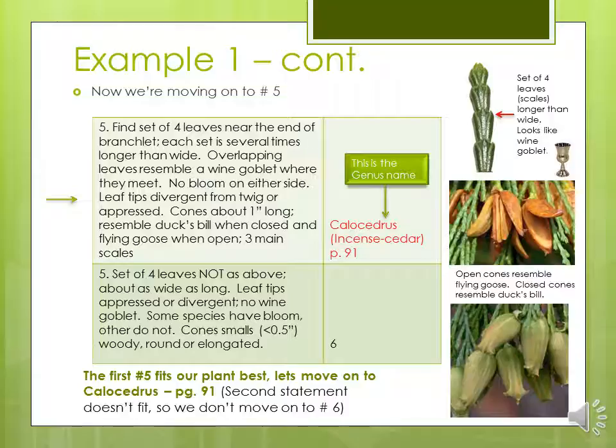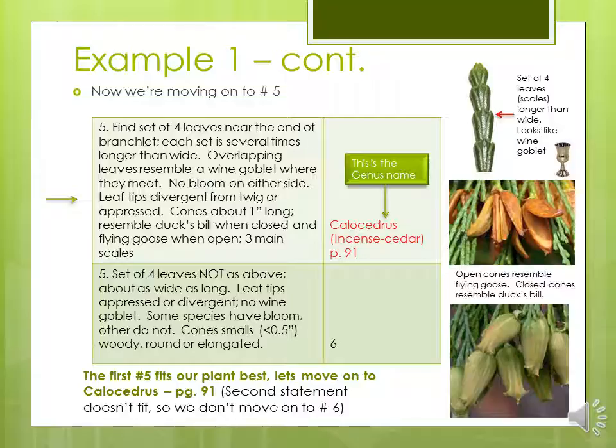And in the upper statement, it says the cones are about 1 inch long. When they are open, they resemble a flying goose, and when they're closed, they resemble a duck's bill. So that looks pretty much like our cones for this plant. When they're open and closed, they look like that shape, and they are longer than wide. So that's going to lead us to the genus name of Callicedrus, which is incense cedar.